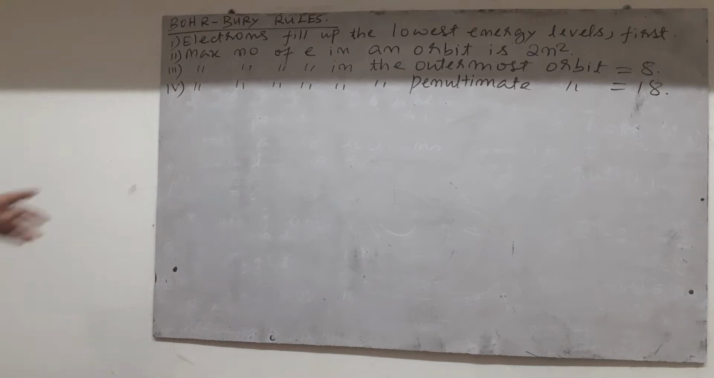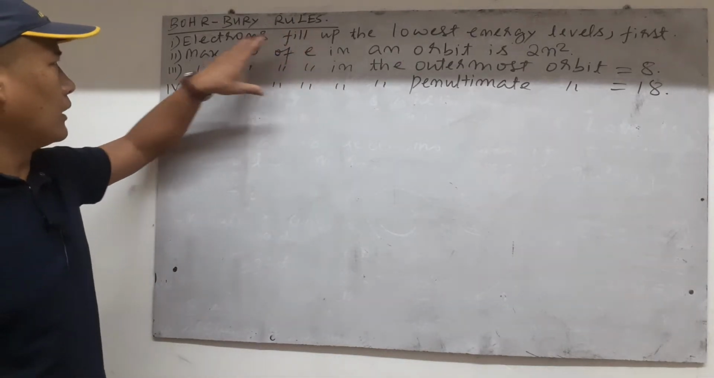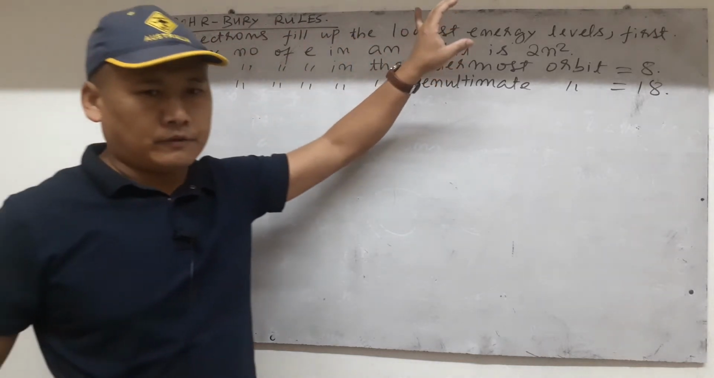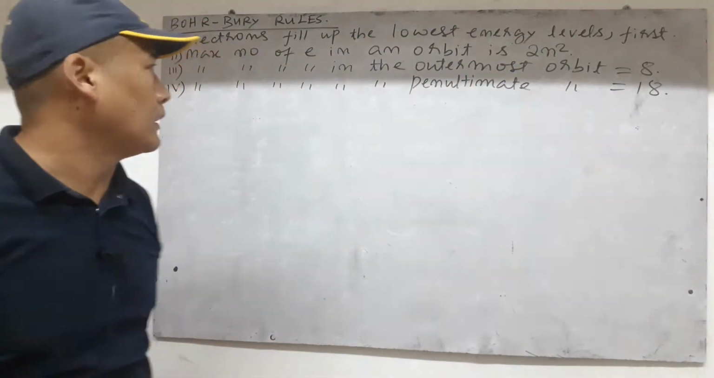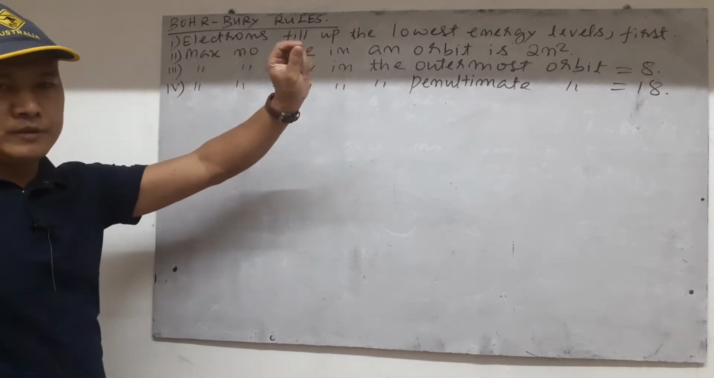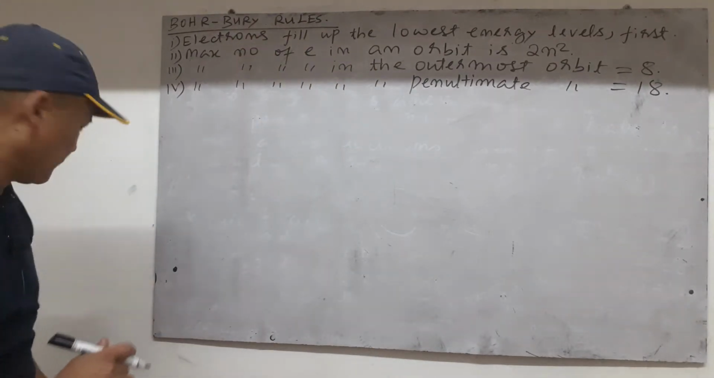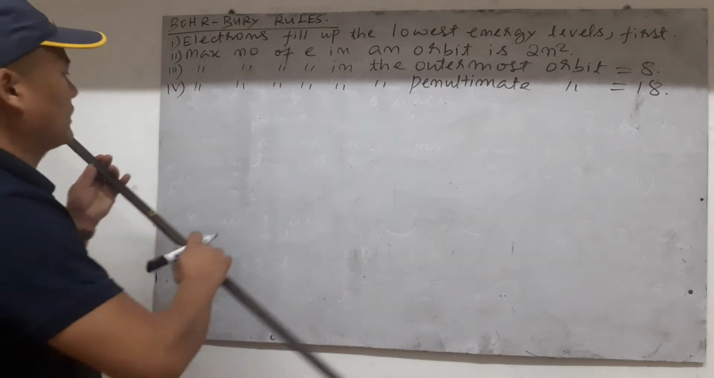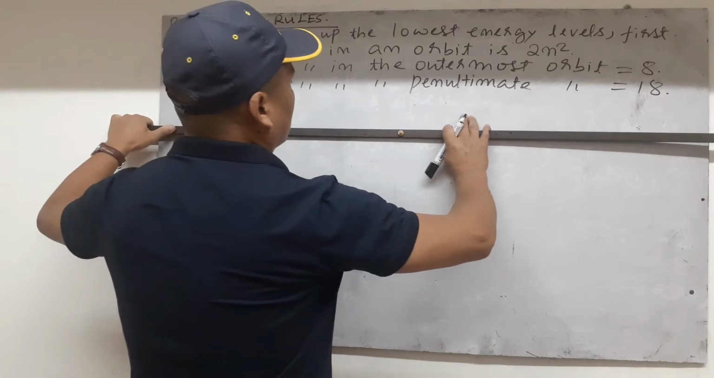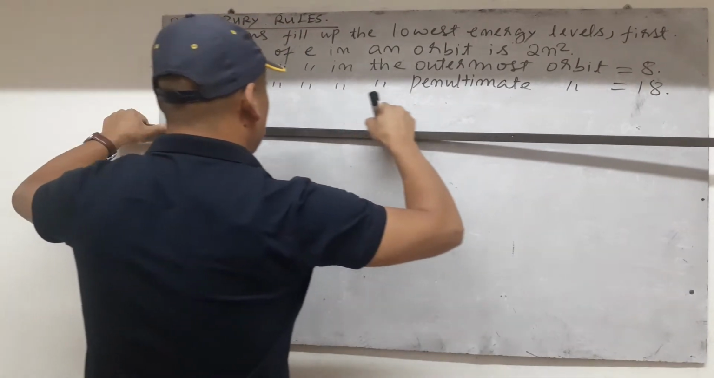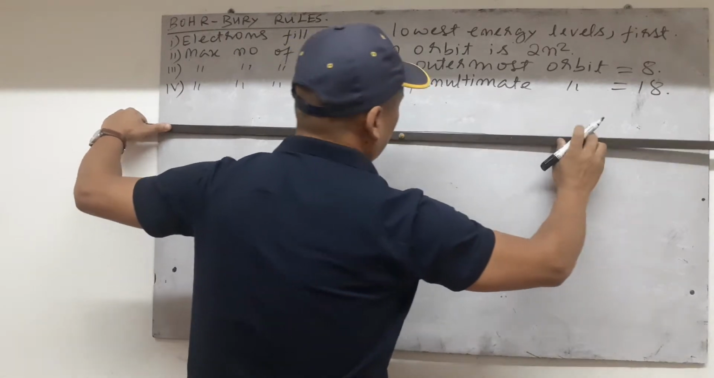Okay, so in this class we'll learn to apply the Bohr-Bury rules, the 4 Bohr-Bury rules that we wrote in the previous class. We will now learn how to practically apply them to specific atoms. For that, take your pen and scale, and do like me. On your copy, make a margin for columns and rows.